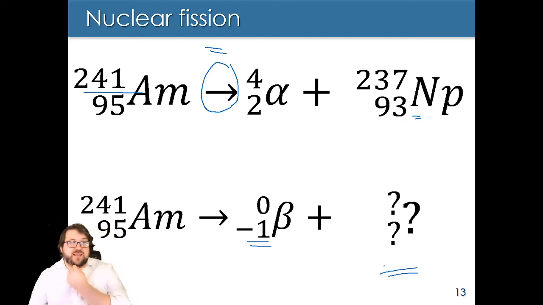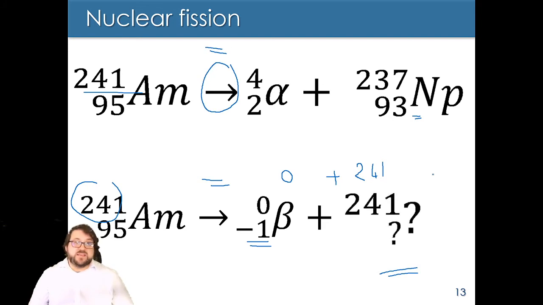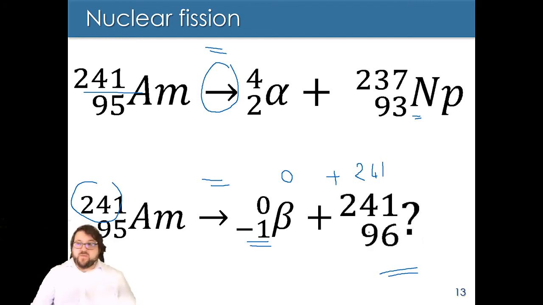Okay, so let's think. I must be doing the mass number, so let's do that. We've got 241 at the top, so 241 equals 0 plus what? Well, 241, doesn't it? So the mass number of this new atom is going to be the same as the one before. How about the proton number? Well, 95 equals -1 plus what? Well, it's 96, isn't it? So again, we're just balancing these numbers as they go along.